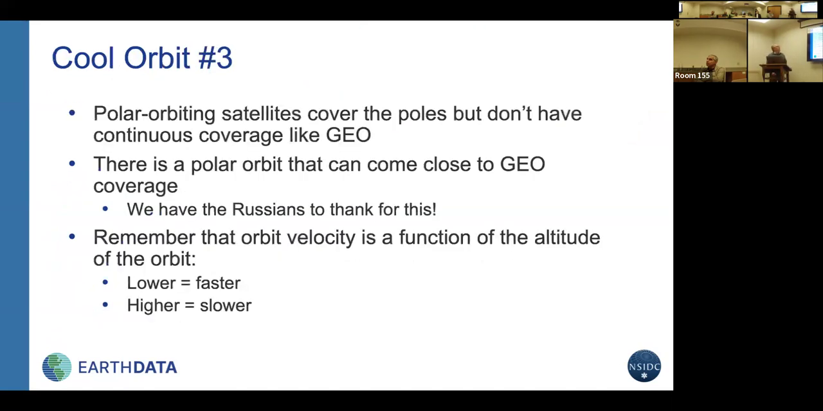So the geostationary is really cool. This is just another interesting orbit. The geostationary is really cool because you can see a certain location pretty much continuously, but you can't see the poles.